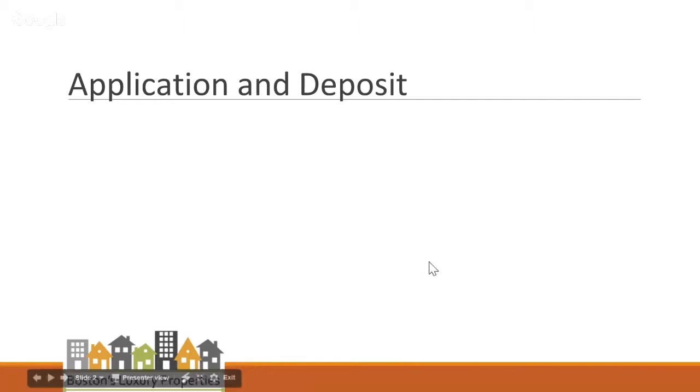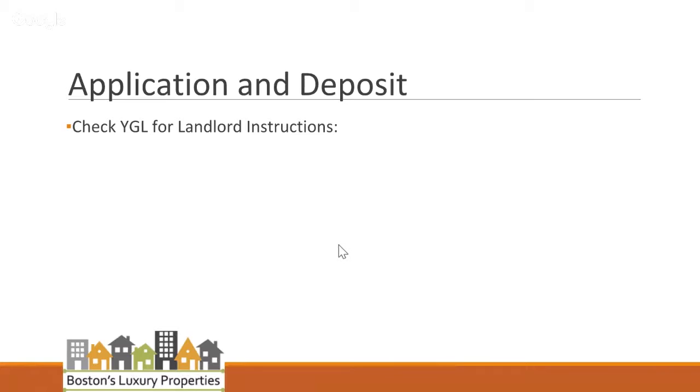All right, so we're going to start with the applications and deposits. So you've shown apartments and people are ready to apply. Now what? Well, the first thing you need to do is check You Got Listings for the landlord instructions. That's a good first place to look. We've talked about that in the previous videos regarding You Got Listings, especially look at the rentals tabs and click on the landlord to look at their listing sheet, see if there's any instructions on the landlord's listing sheet. That's in You Got Listings. Look for content that's given to us by the landlord. In most cases, they are trying to tell us how they want their leases prepared.